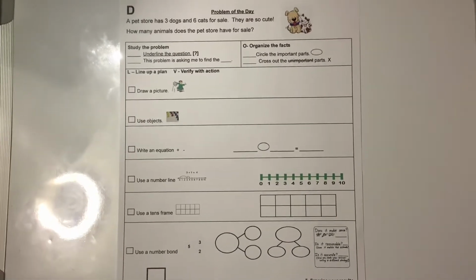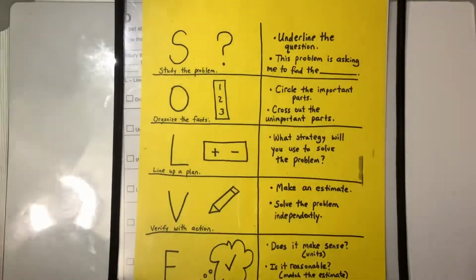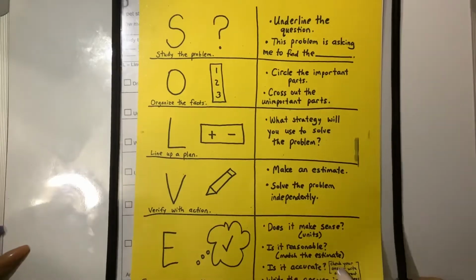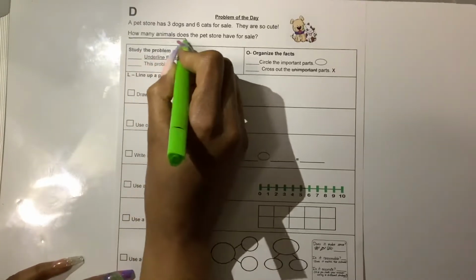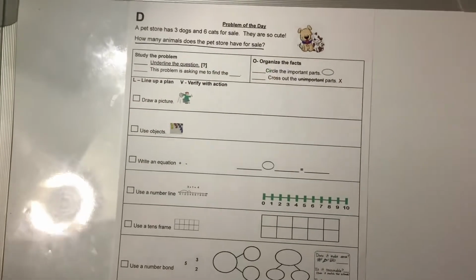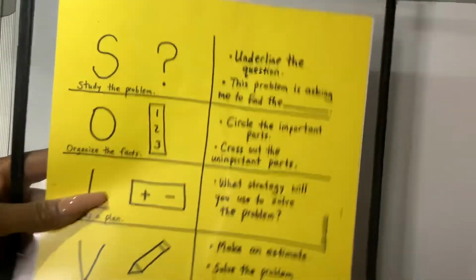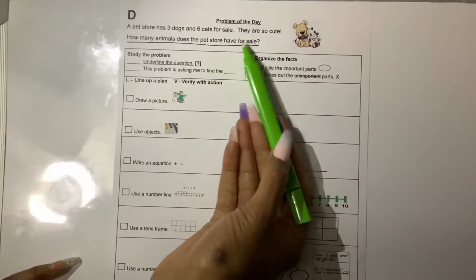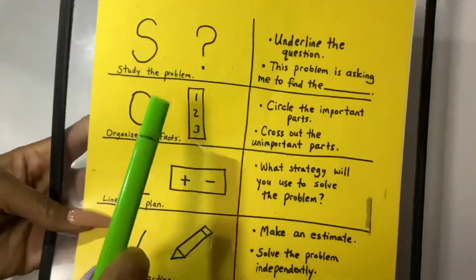Okay, so the first thing we need to do when you're using our solve method is the letter S. And we all know what we need to do. What does the letter S say? Exactly. Underline the question. So let's underline the question. And the question is, how many animals does the pet store have for sale? Then we need to think about what the problem is asking us to find. And this problem is asking us to find the number of animals the pet store has for sale. Check and check.